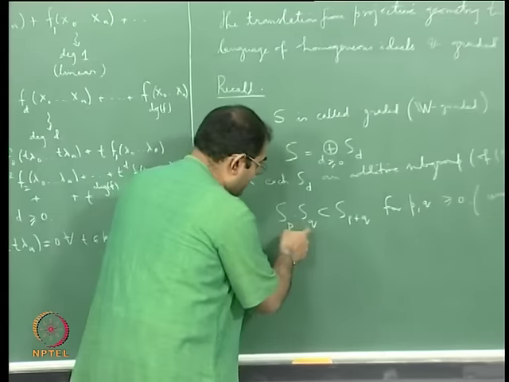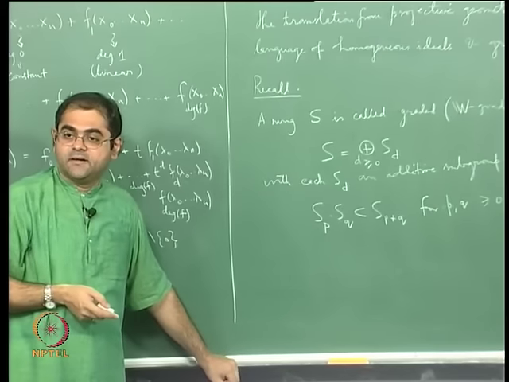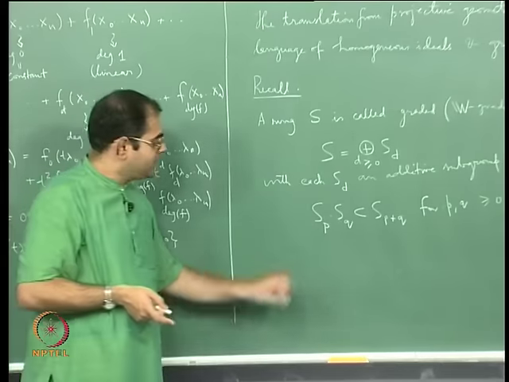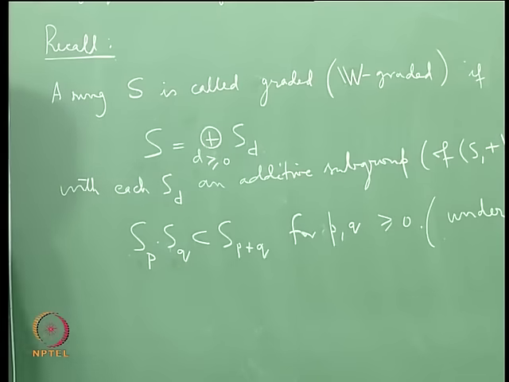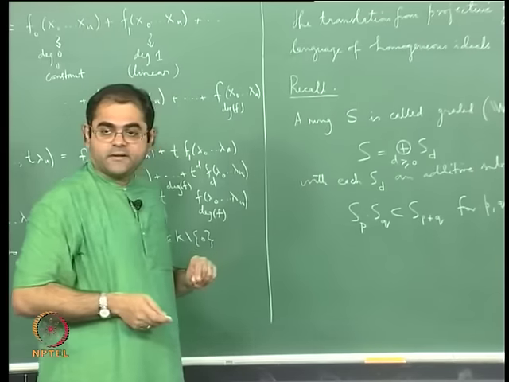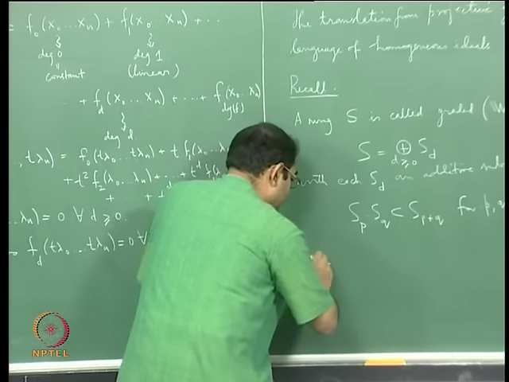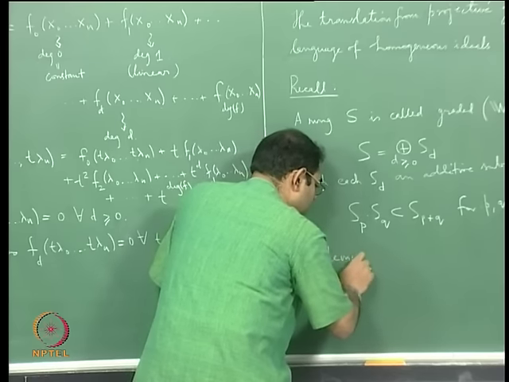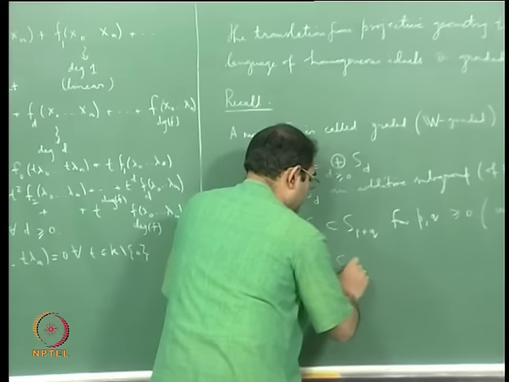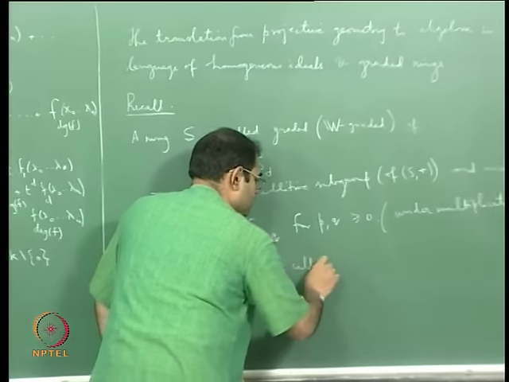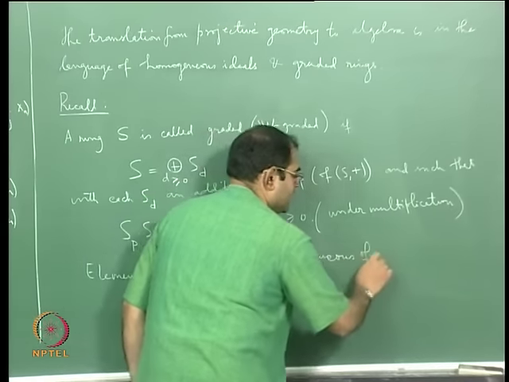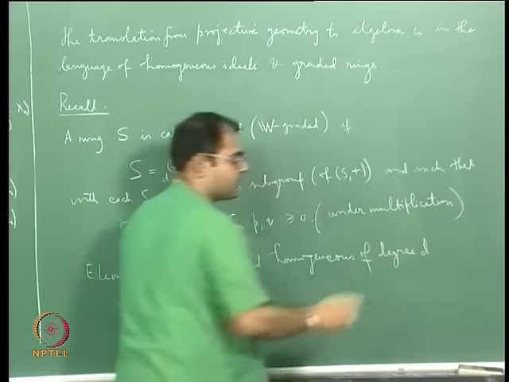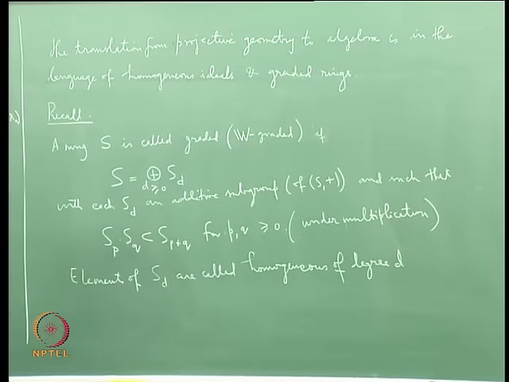And the multiplication respects the homogeneity in the sense that a homogeneous element of degree p multiplied by a homogeneous element of degree q leads to a homogeneous element of degree p plus q, okay. So this is the definition of what a graded ring is, of course, but let me write this. Elements of S_d are called homogeneous of degree d, all right.